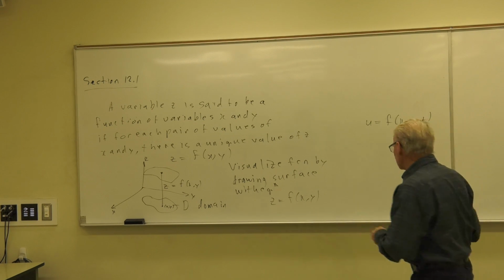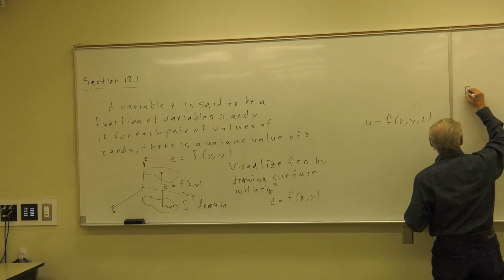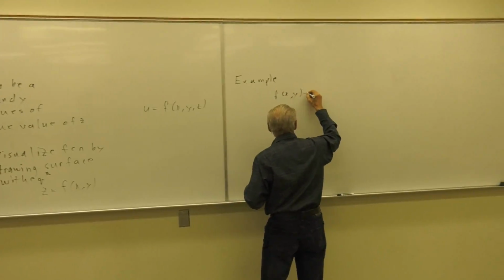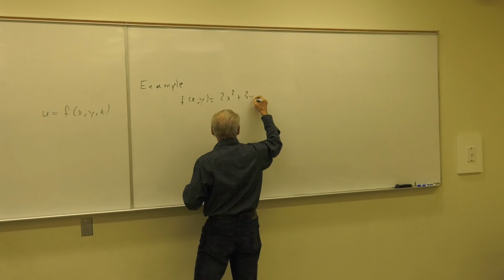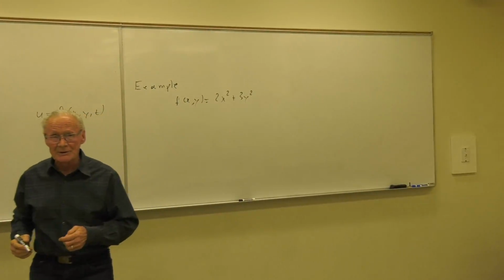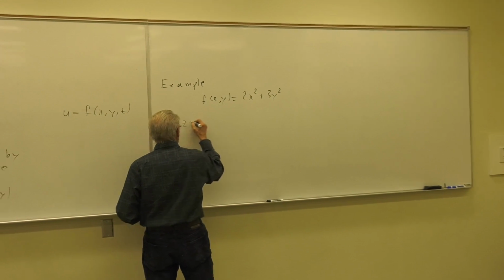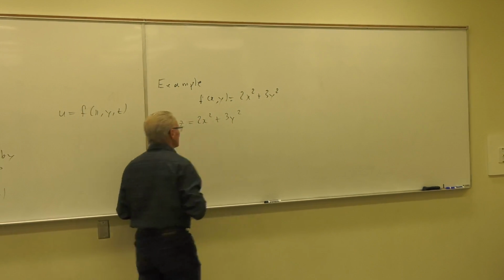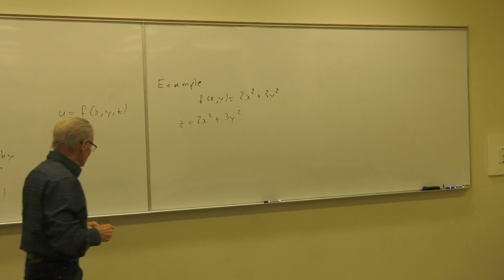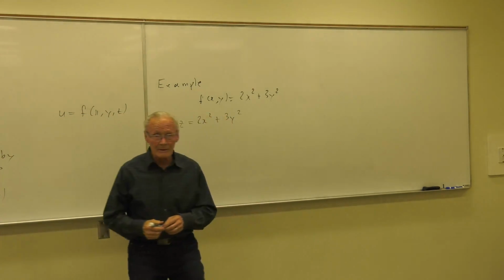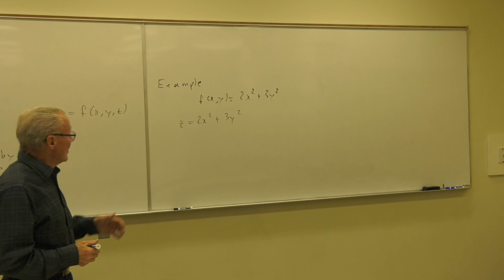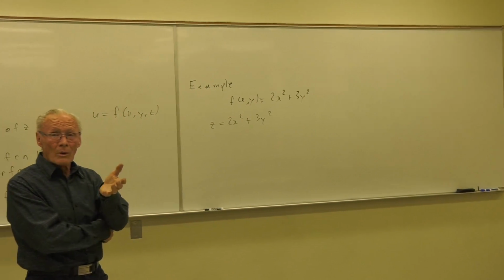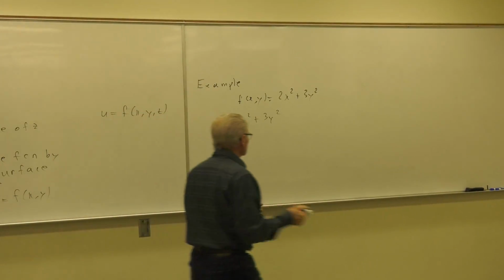Let's take an example, a nice simple example. Suppose f of x and y is equal to 2x squared plus 3y squared. Not a particularly difficult example. So we would set z is equal to 2x squared plus 3y squared. And I would say, how do you visualize that surface? And we did that back in the previous chapter. What is that? Well, you should recognize that by now. That's a bowl that opens upwards.